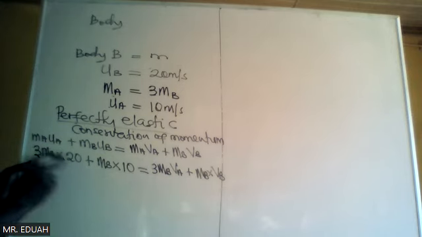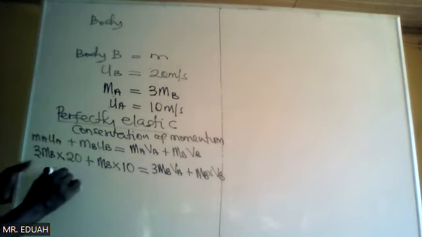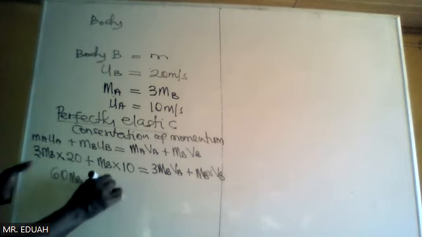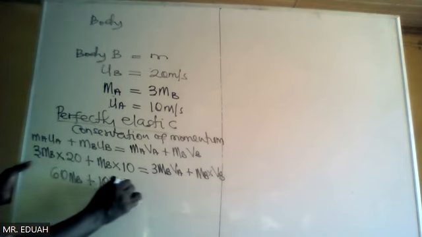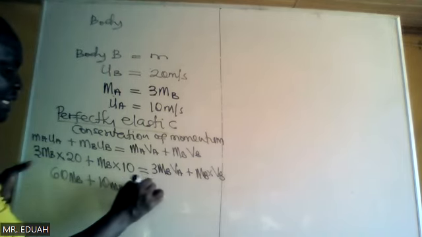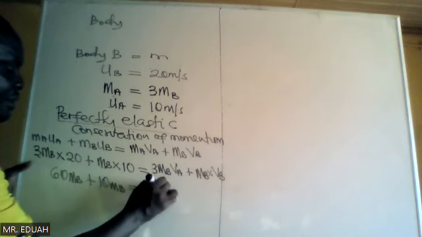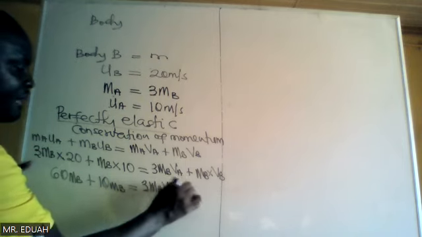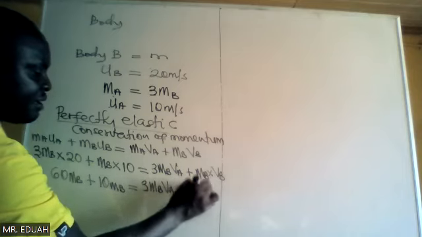So when I multiply this and this, I have 60 MB plus I have 10 MB, which is equal to 3 MB VA plus MB VB.